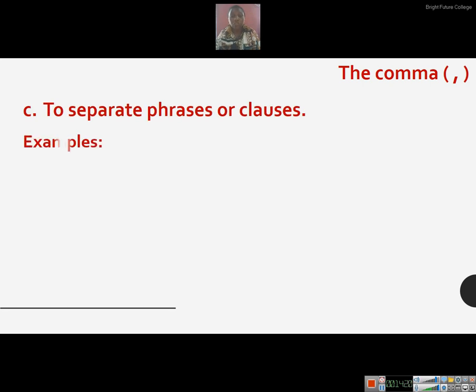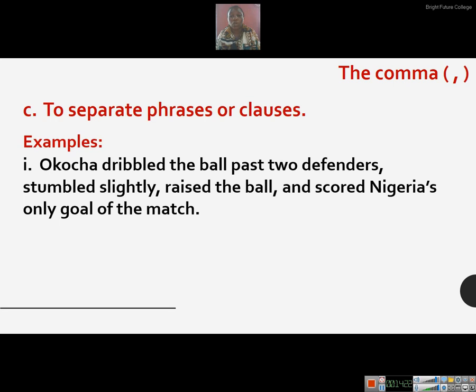Now, the comma is also used to separate phrases or clauses. Remember, we said that the comma is used to divide a sentence. So when you have a full sentence and you want to show a pause, or pauses where you have stopped slightly, you use the comma. So it is used to separate phrases or clauses in a sentence.